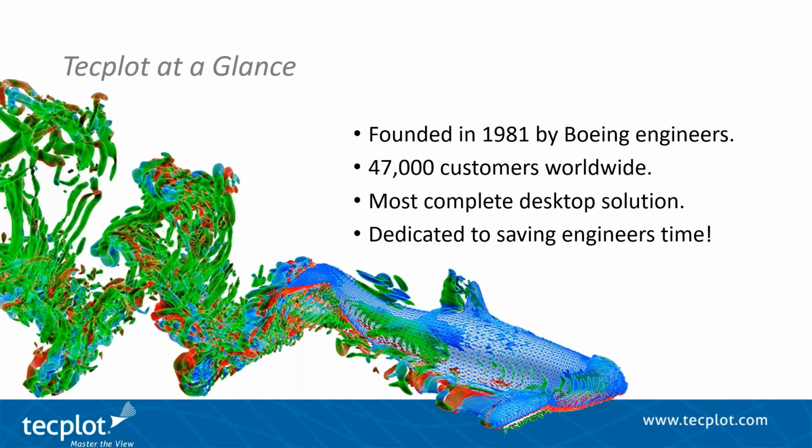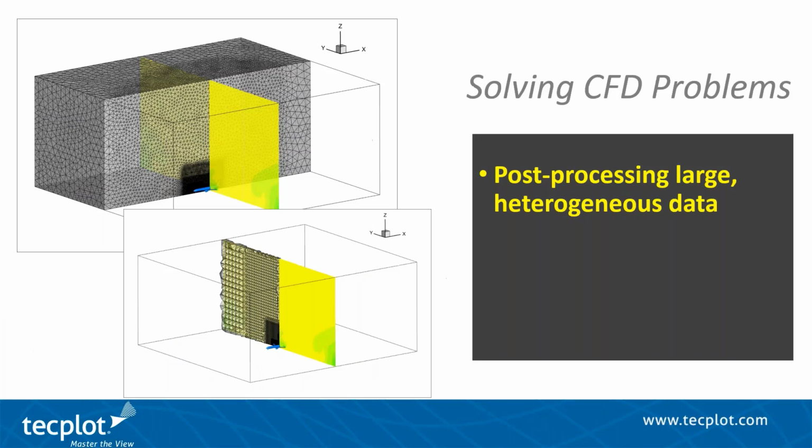It has the ability to render not only beautiful 3D plots, but also quantitative plots with line plotting and 2D plotting for detailed decision making. We are dedicated to saving you time, and we do this in several ways. By optimizing the way data processing is done in Tecplot 360, reducing the number of mouse clicks for common workflows, and by automating Tecplot 360 through macros and Python. We are also dedicated to solving the big problems in CFD, one of which is post-processing large, heterogeneous data sets.